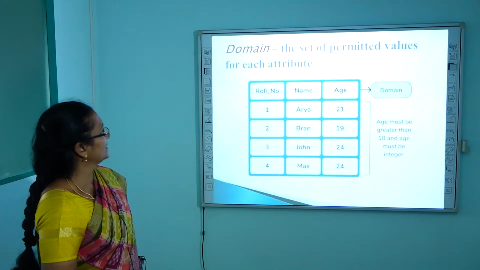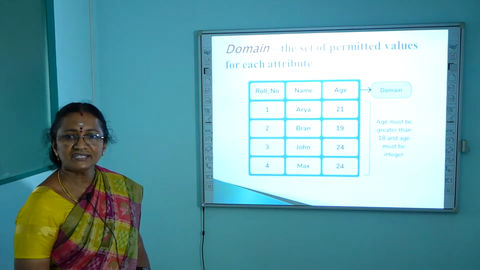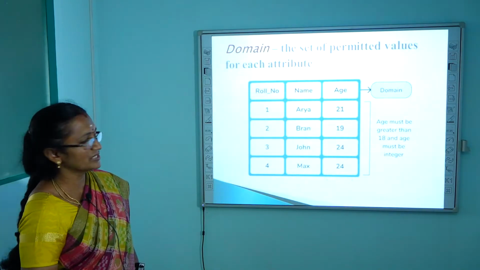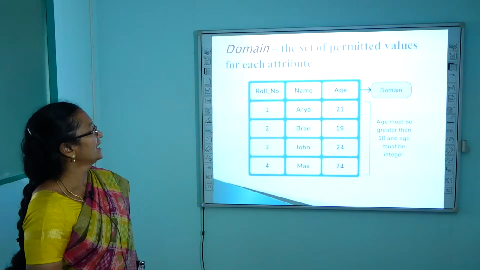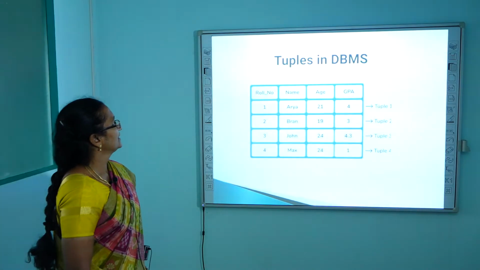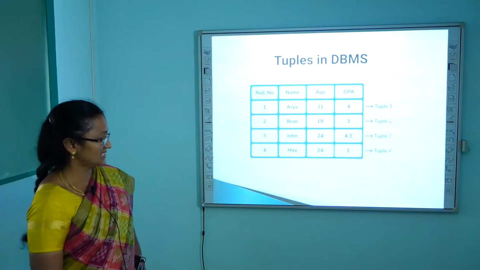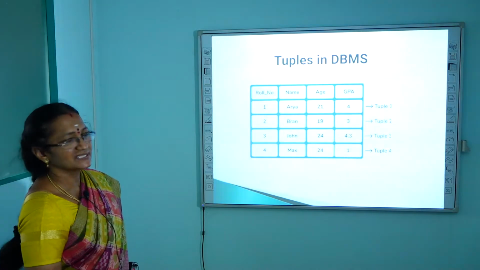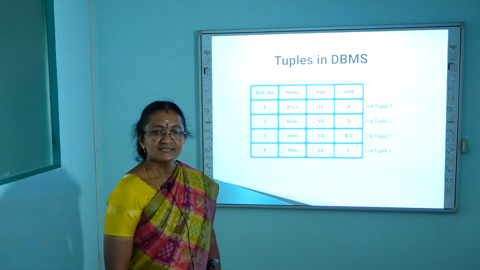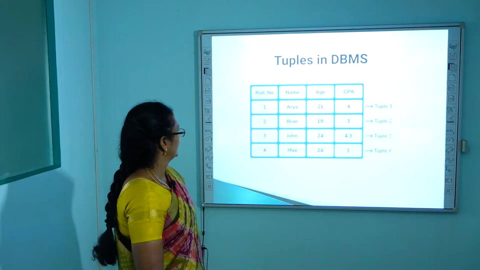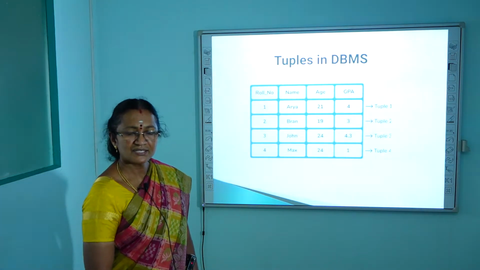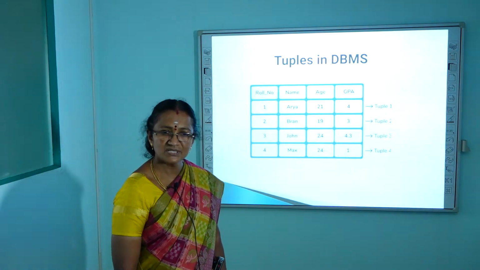Here, roll number, name, and age are the three domains in this entity. The collection of roll numbers is one domain, the collection of names is another domain, and the collection of ages is the third domain in this entity. Next one is tuple. In the same entity, the first row is the record. It has tuple 1, the second one is the second tuple, the third row is the third record, and the fourth one is the fourth record. A collection of attributes of a single person is a tuple.